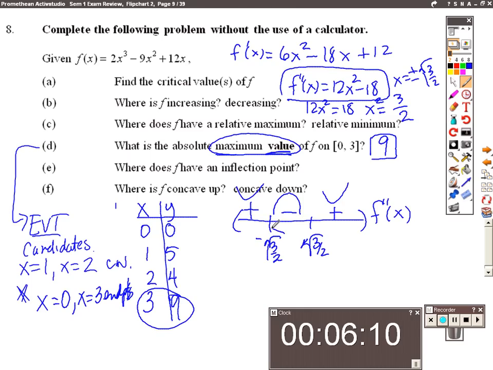So each of these values is a point of inflection, or the x values where they occur, because the concavity is changing there. The sign of the second derivative is changing. And then you can write your intervals of concavity for letter F using that number line.